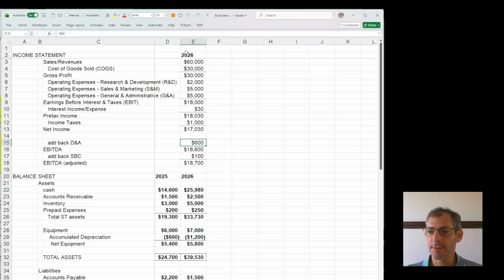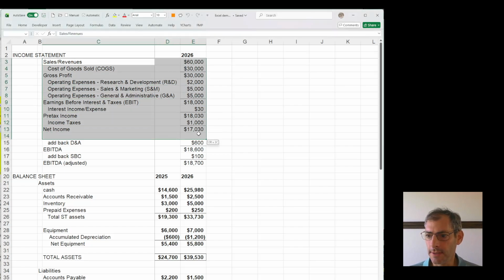So this is for the year of 2026, and in our income statement, we have revenues of 60,000, some cost of goods sold, and a gross profit of 30,000. We've got our operating expenses here. When you net those out, we get to an operating income, or EBIT line, of $18,000. We have $30 of interest income. It gets us pre-tax income. Then we have our taxes that we're taking out, and that gets us our net income level. And that is just a basic income statement.